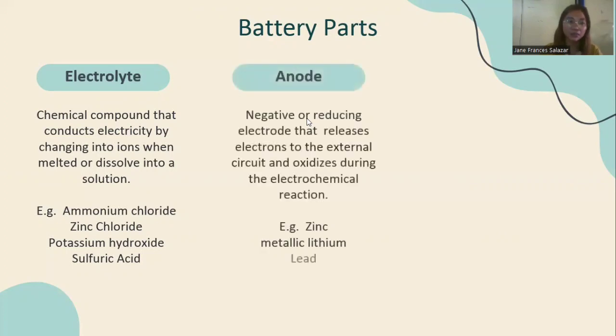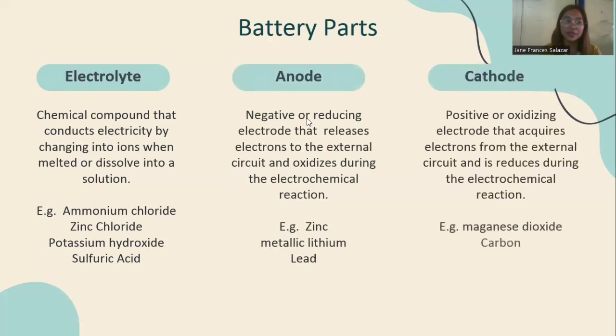Next, the anode. The negative or reducing electrode that releases electrons to the external circuit and oxidizes during the electrochemical reaction. Examples of these are zinc, metallic lithium, and lead. The anode is the negative side of a battery.